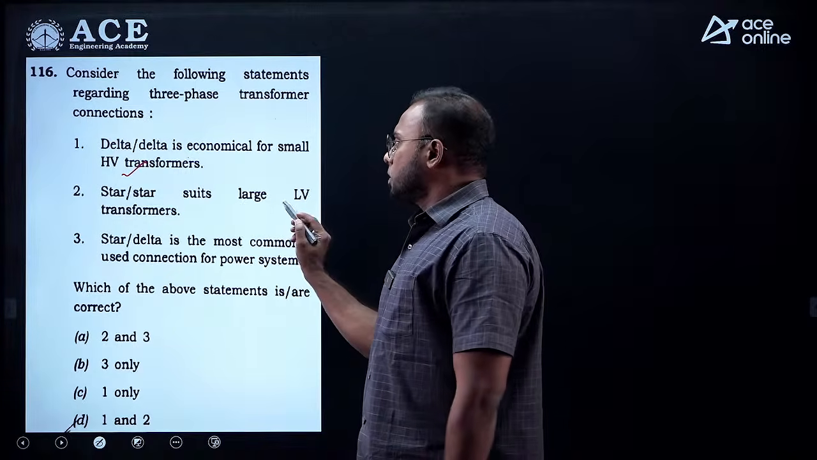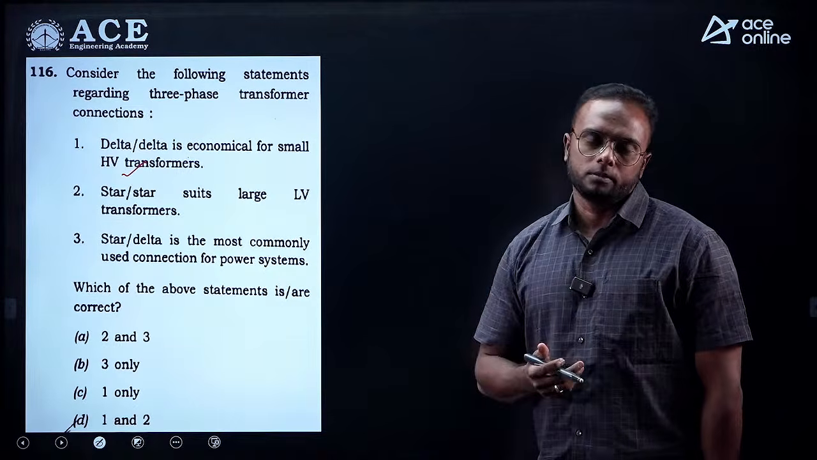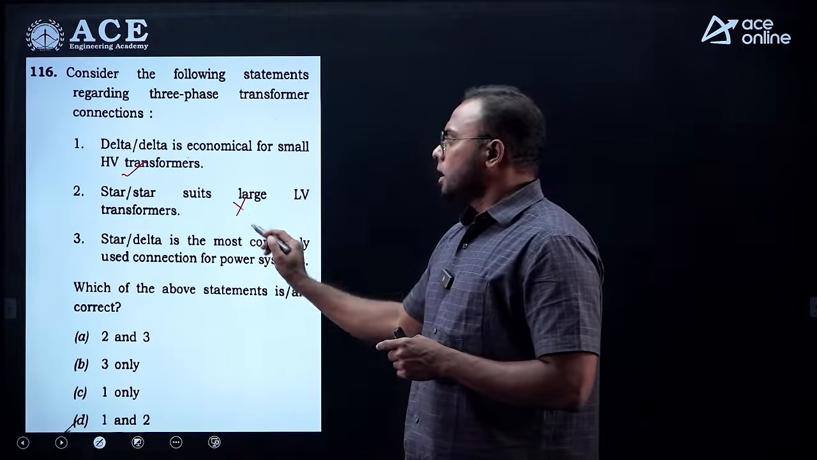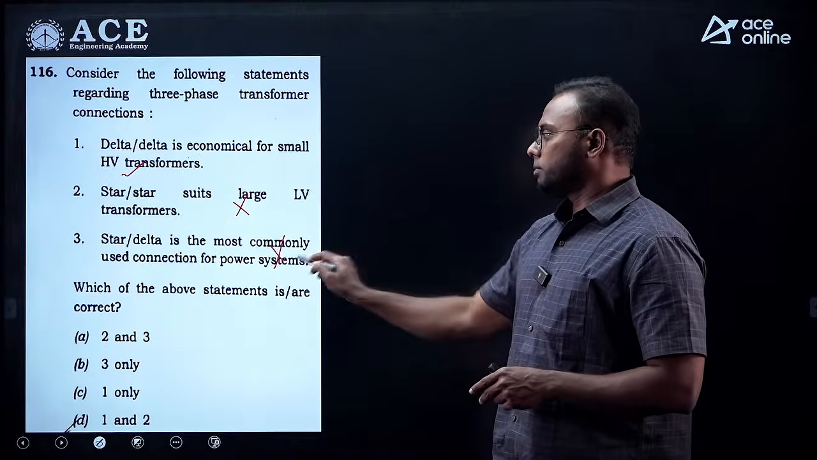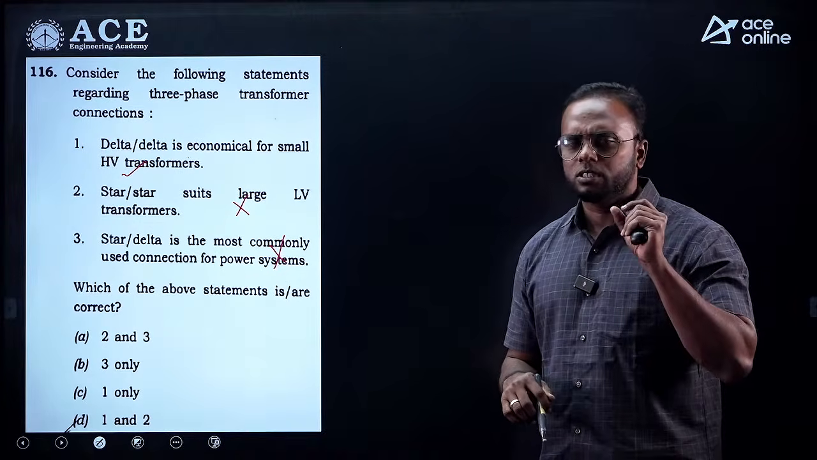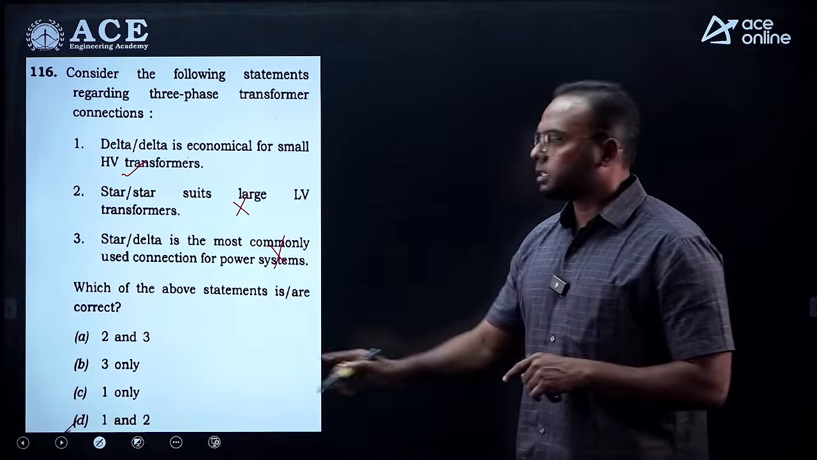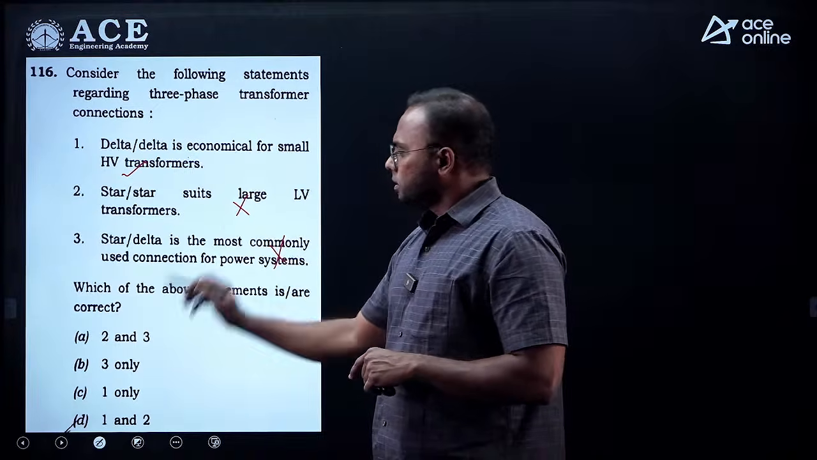And star-star transformer suits large LV transformer. Star-star we can go for HV, because for high voltage star is the best one. So this is not correct. And star delta is most commonly used connection for power system. Wrong. Because in power system, mostly on the distribution side, all transformers are delta star, not star delta. So here they are asking which of the above are correct. So only one is correct.